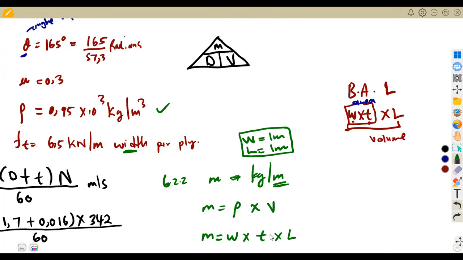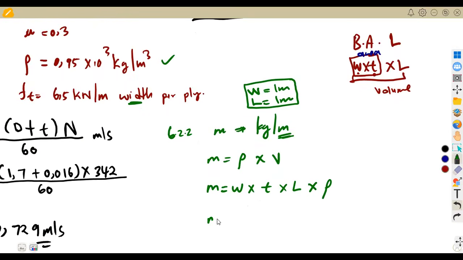All right. But this volume must be multiplied by the density in order for us to obtain the mass. So it's simply volume times density. It's just volume times density in this case.